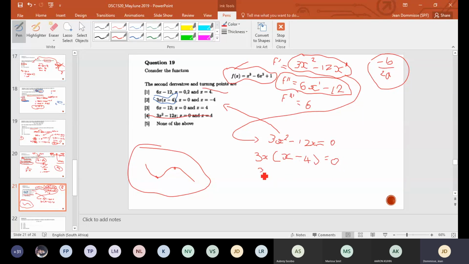So then we need to say 3x is equal to 0, and x minus 4 is equal to 0. So x is equal to 0, and x is equal to 4. And then we are sitting with, let's quickly check. There is my options, so option 3. Okay.